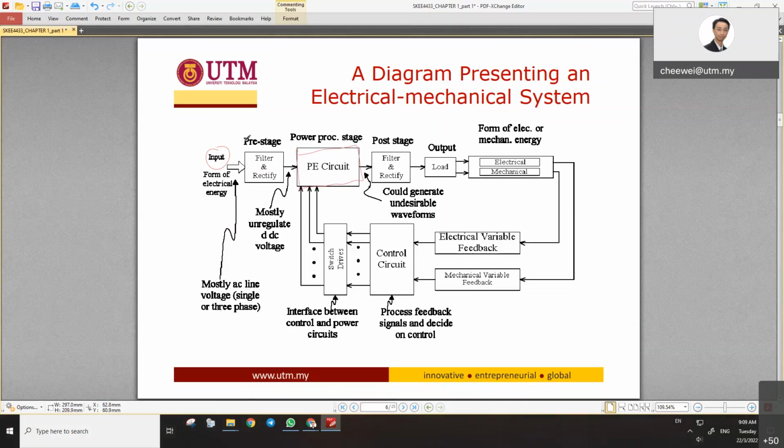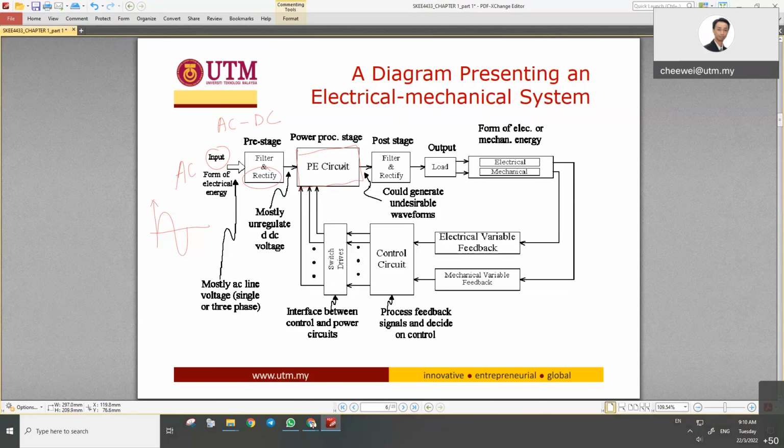So the pre-stage here is doing the filter. What is filtering doing? Filter out the noise, harmonics. And rectify is actually changing from AC to DC. Rectification. So our input is AC, then it goes through the pre-stage of rectification, changing from AC, which we know is a sine wave, to DC. DC will be a steady state voltage, and then it will go inside the power processing stage here, PE, power electronic circuits.